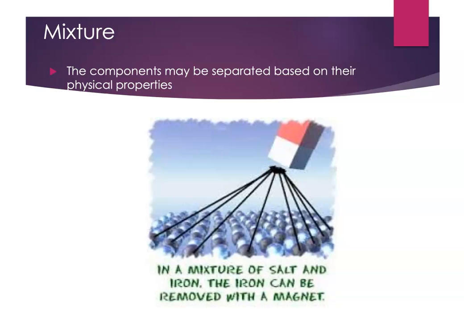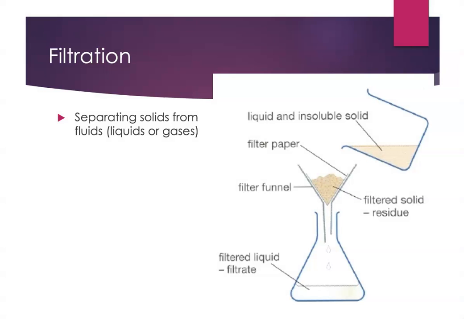So if you have a mixture of salt and iron, we can remove the iron with a magnet because iron's magnetic and salt's not. So we want to take advantage of this and take the mixture and break it down into its different components. One method we can do to accomplish this is filtration. If we're separating solids from fluids, which might be liquids or gases, we often will do this with filtration.